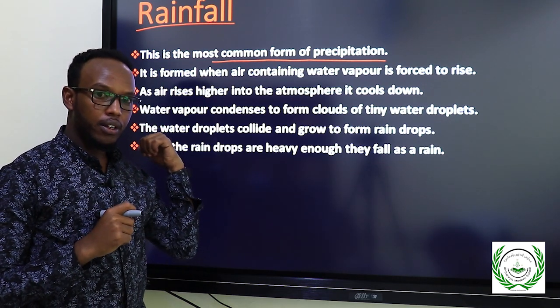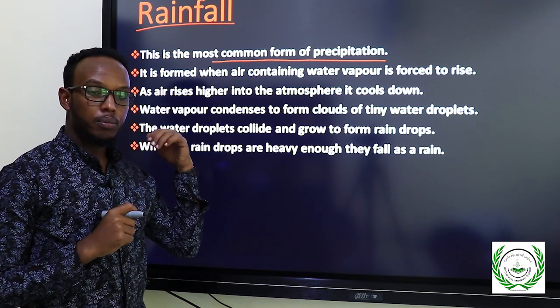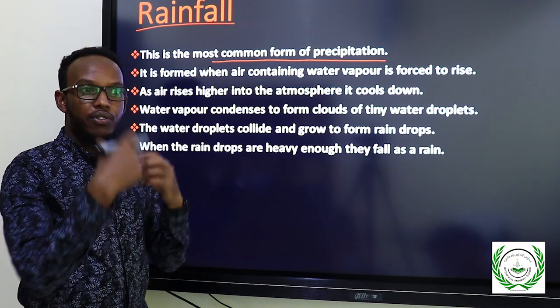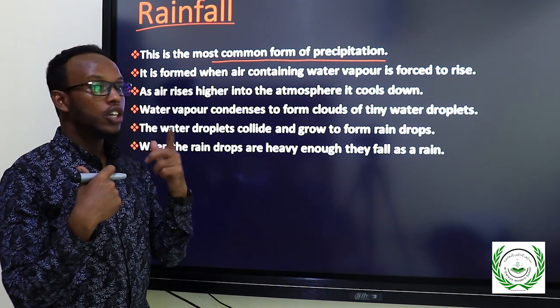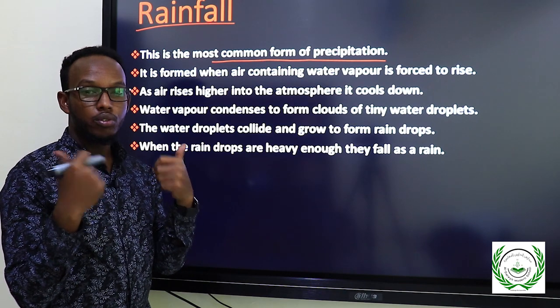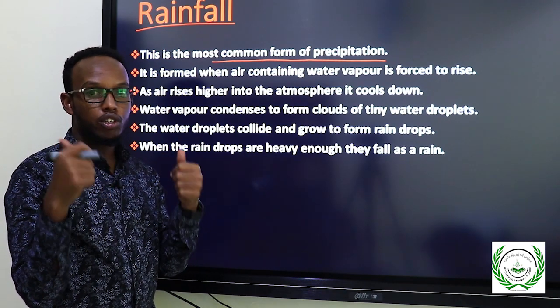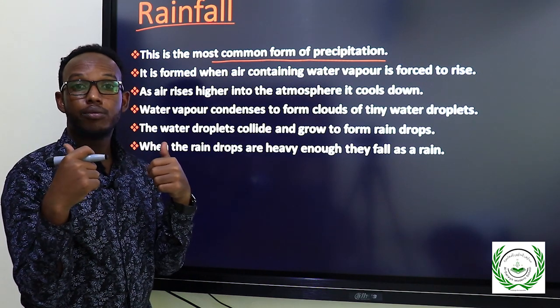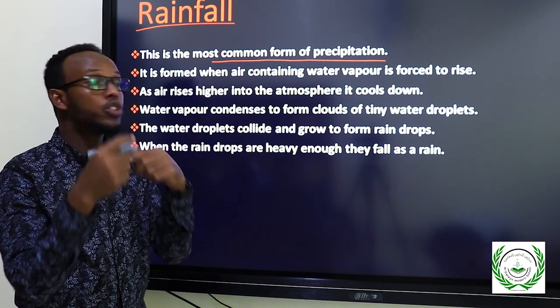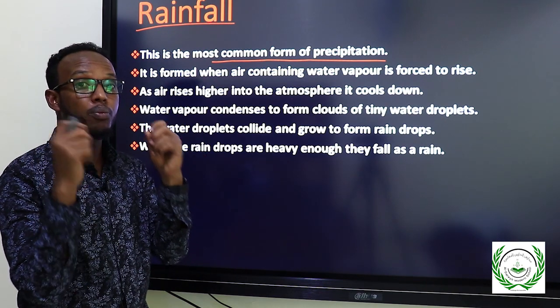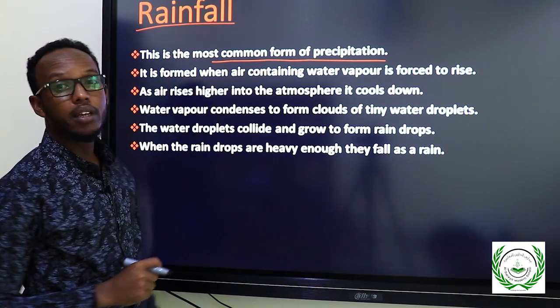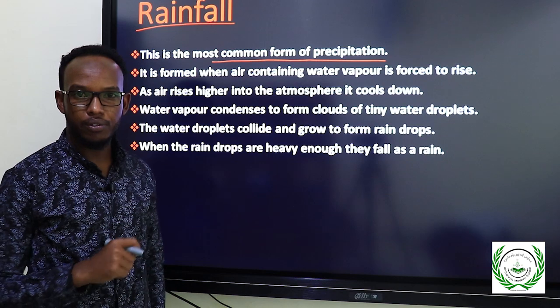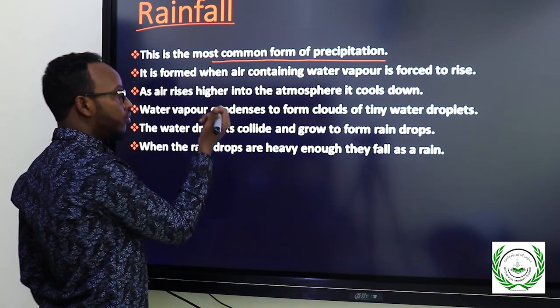Now we have done the previous section, the different forms of precipitation. Let us say rain, snow, mist and sleet, all the forms of precipitation. The most common or the most popular form of precipitation is going to be rainfall. How is it formed?